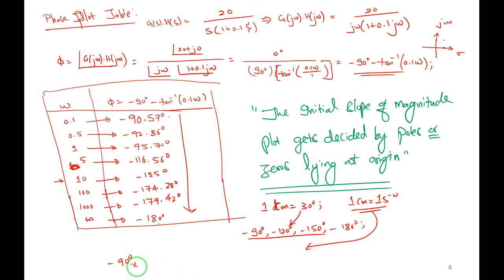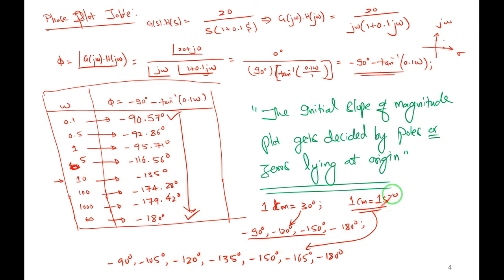Minus 90, 90 plus 15. How much? 105, 120, 135, 150, 165, 180. Yes, I am getting the starting value minus 90 and the ending value minus 180.